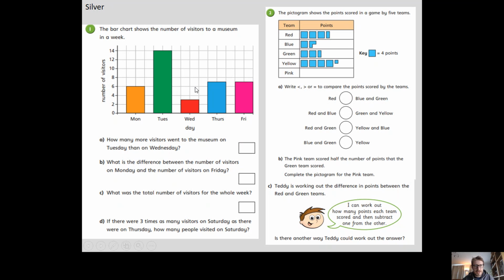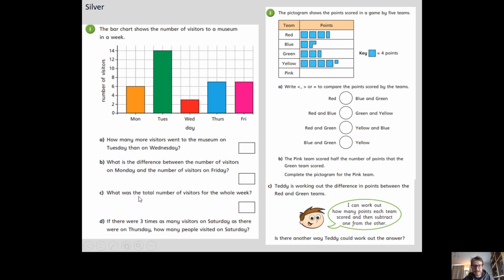Okay, so the bar chart shows the number of visitors to a museum in a week. How many more visitors went to the museum on Tuesday than Wednesday? So you needed to find the difference. What's the difference between the number of visitors on Monday and Friday? So again, you needed to find the difference between those two numbers.